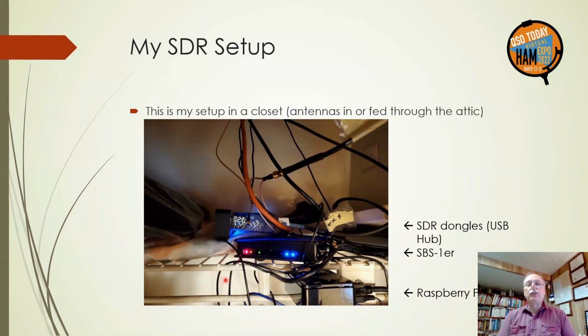Now, just a quick view of my setup at home. These are the SDR dongles. They're actually in an external USB hub. This is the SBS1ER, and then sitting here is the Raspberry Pi itself. This is actually in the top of a closet because that's where I have access to the attic. The antennas are fed through the attic. And yeah, it's a little bit ugly. One of these days, when I have some free time, I'll make it look pretty.